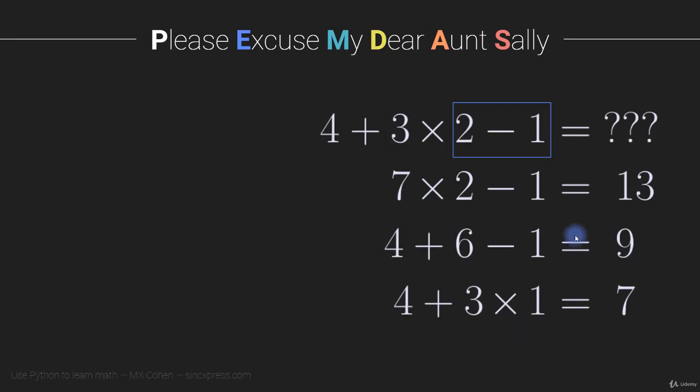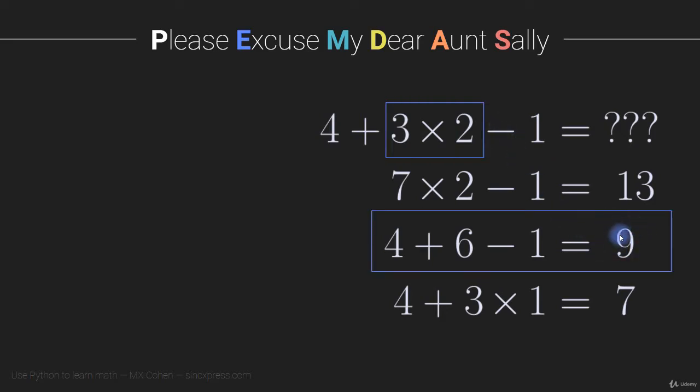And there is yet another way to interpret this equation. We can group together 2 minus 1, and that gives us 4 plus 3 times 1. And the answer here would be 7. And again, this also happens to work out to be 7, regardless of whether we say 4 plus 3 is 7, times 1 is still 7, or 3 times 1 is 3, and then plus 4 is still 7. So it turns out that the correct answer to this equation is 9. This is the correct answer.